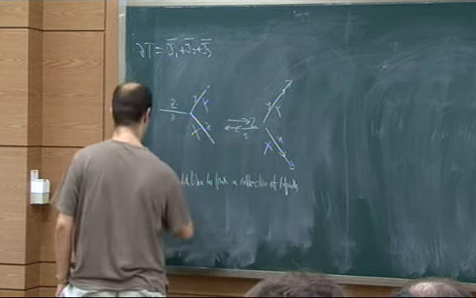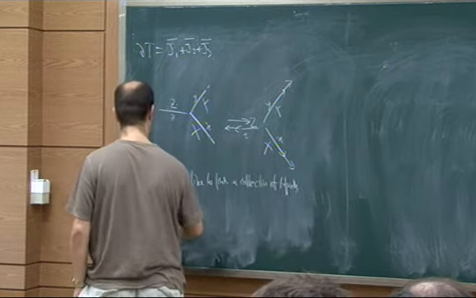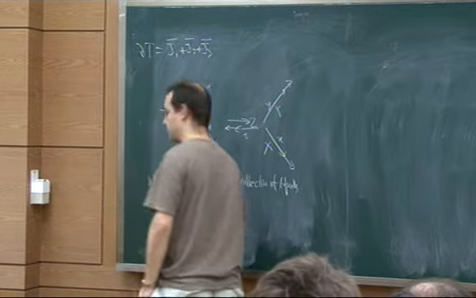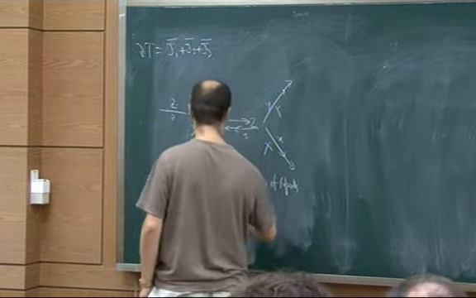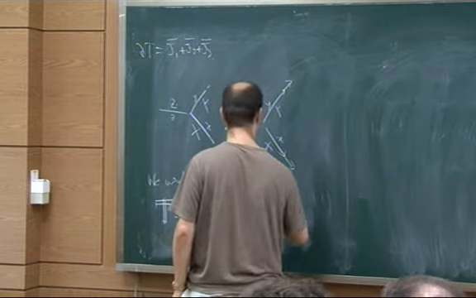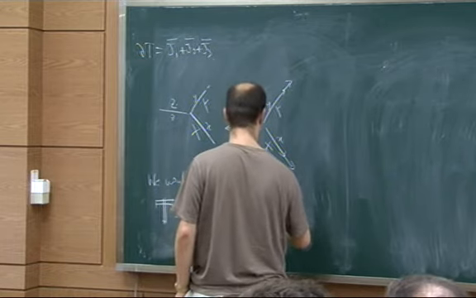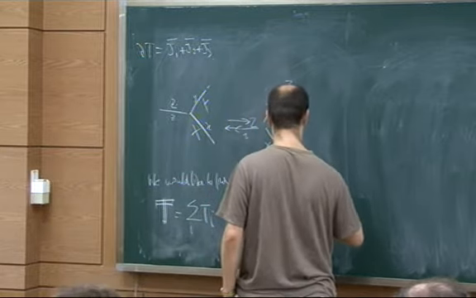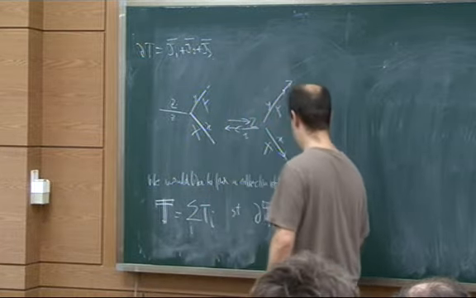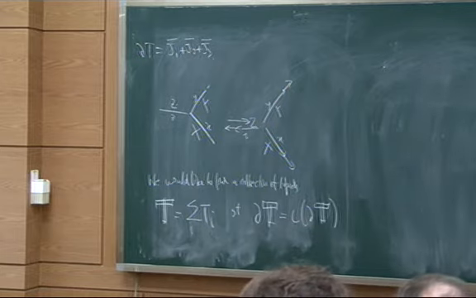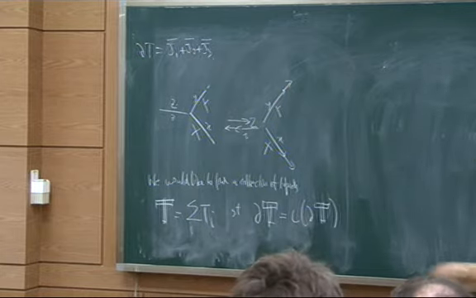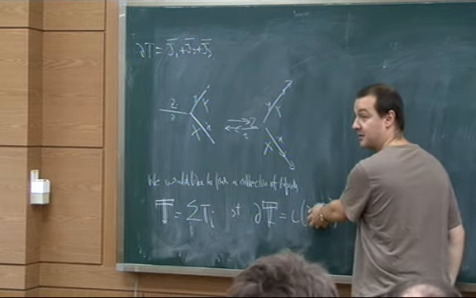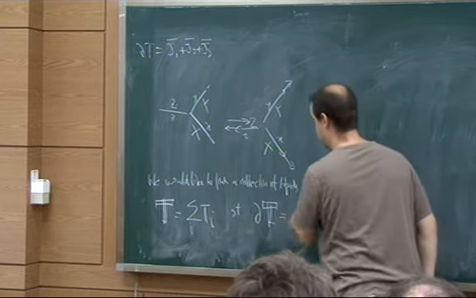I'm going to call this capital T, which is a formal sum of tripods, just a bunch of tripods, such that the boundary of capital T was equal to... so this is a bunch of junctions. This is a bunch of junctions pointing in the opposite direction. This is what I would like to do.